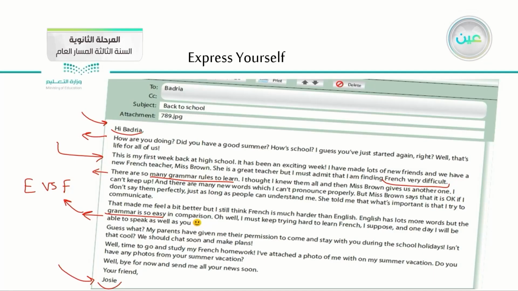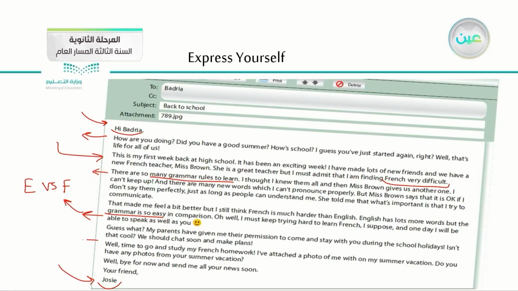"Oh well, I must keep trying hard to learn French, I suppose, and one day I will be able to speak as well as you. Guess what? My parents have given me permission to come and stay with you during the school holidays. Isn't that cool? We should chat soon and make plans. Well, time to go and study my French homework. I've attached a photo of me from my summer vacation. Do you have any photos from your summer vacation? Well, bye for now and send me all your news soon. Your friend, Jose."